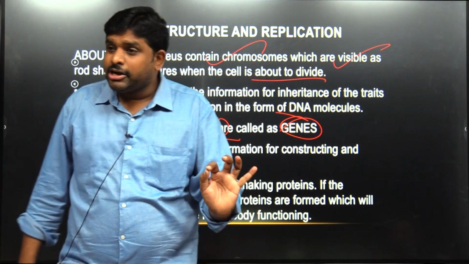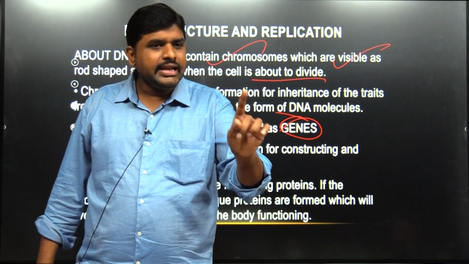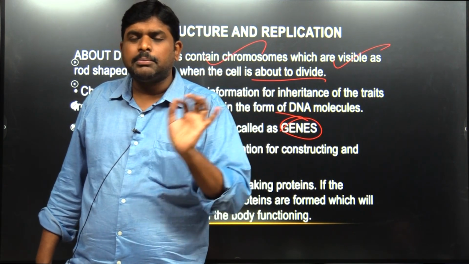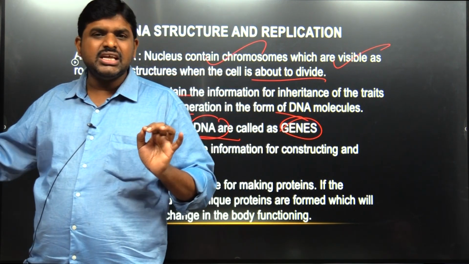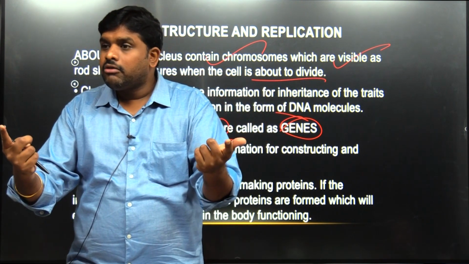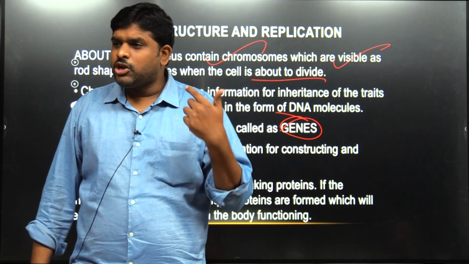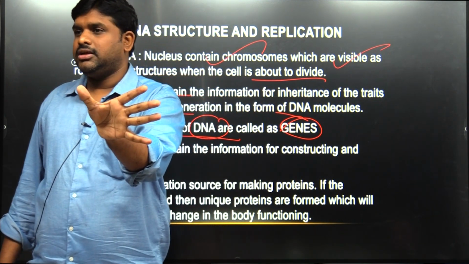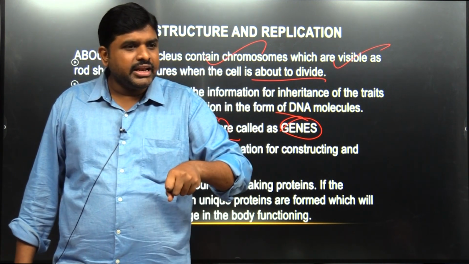The structural segment of the chromosome is DNA. DNA is just a structure like apple. A is a structure, P is a structure, P is a structure, L is a structure, E is a structure. The combination of A, P, P, L, E is a function. So, that functional element is the gene. The structural element is DNA.